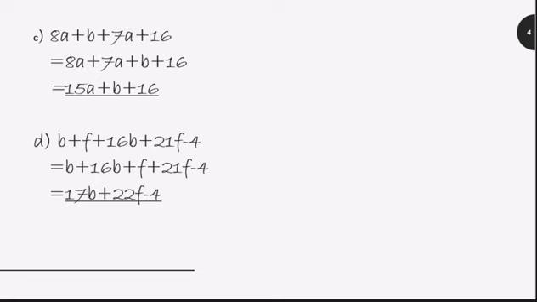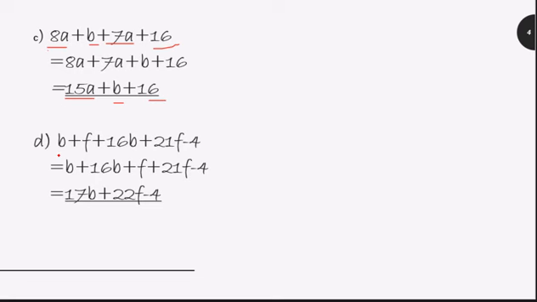On C, 8a plus b plus 7a plus 16. What do you get? Put a's together and b's together. So here, 8a and 7a, you add these together, you get 15a. And b, there's no term with a b here. You bring it like here, like that, b. Constant 16, you bring it here, 16. So you have 15a plus b plus 16.